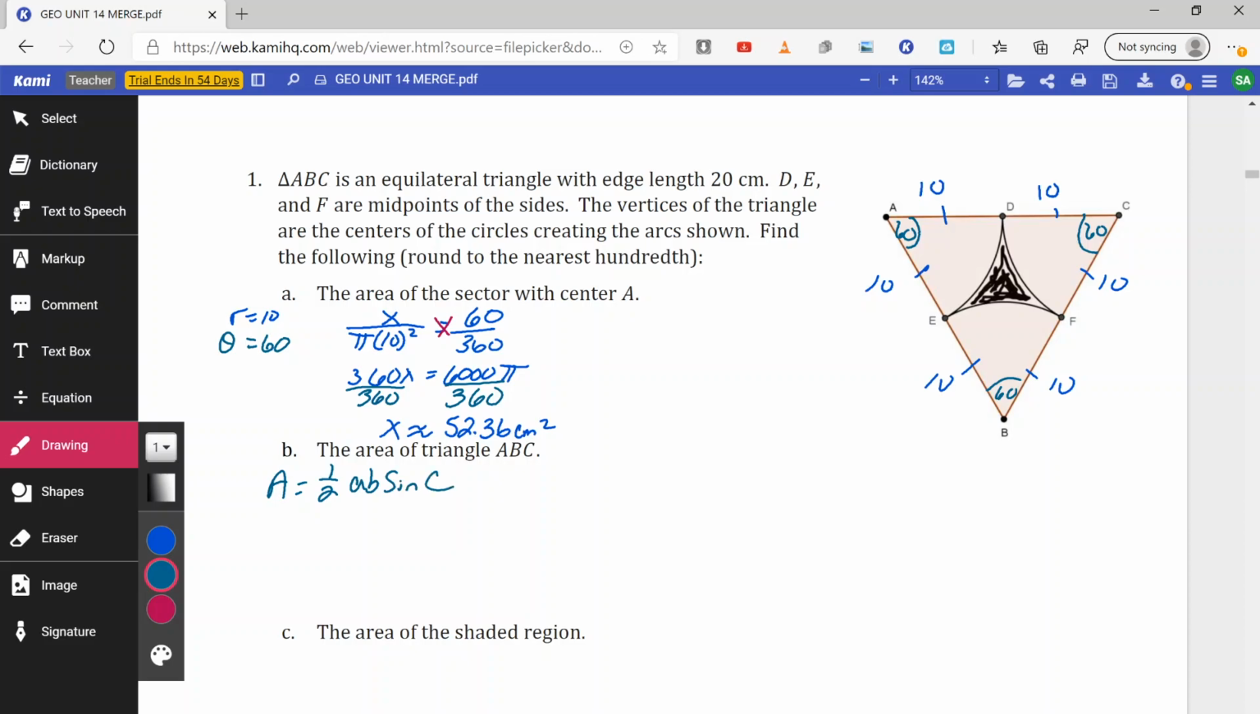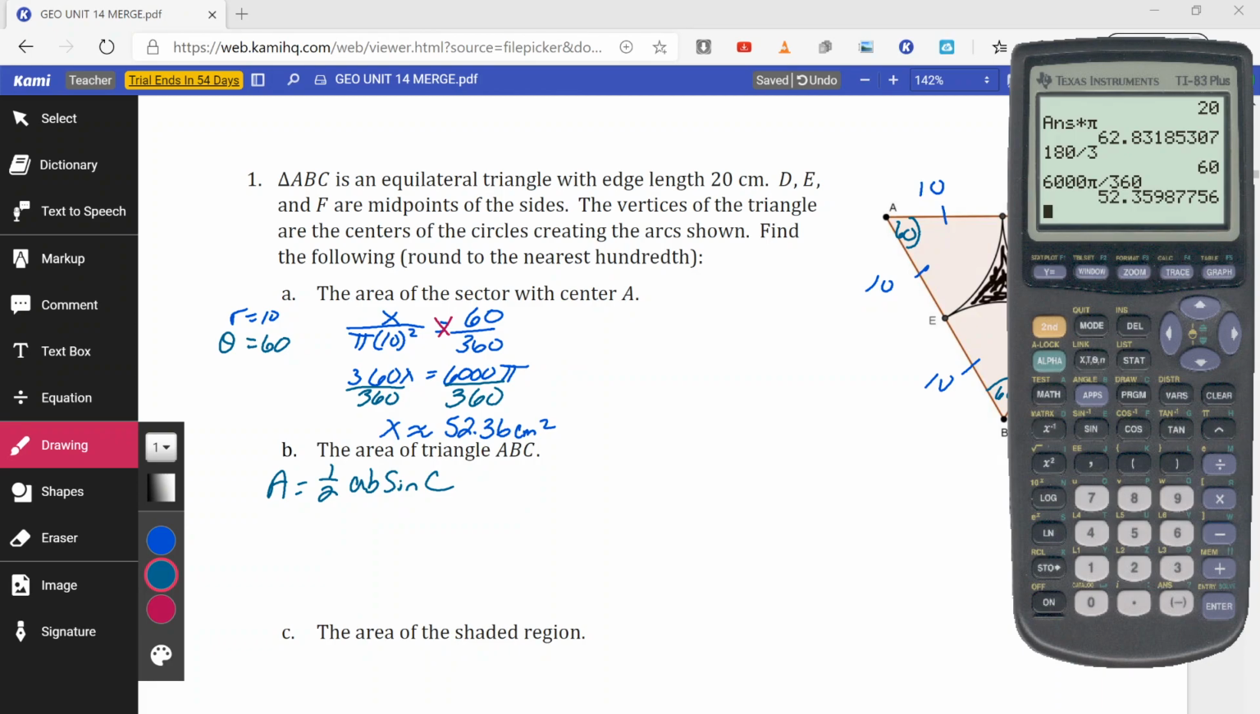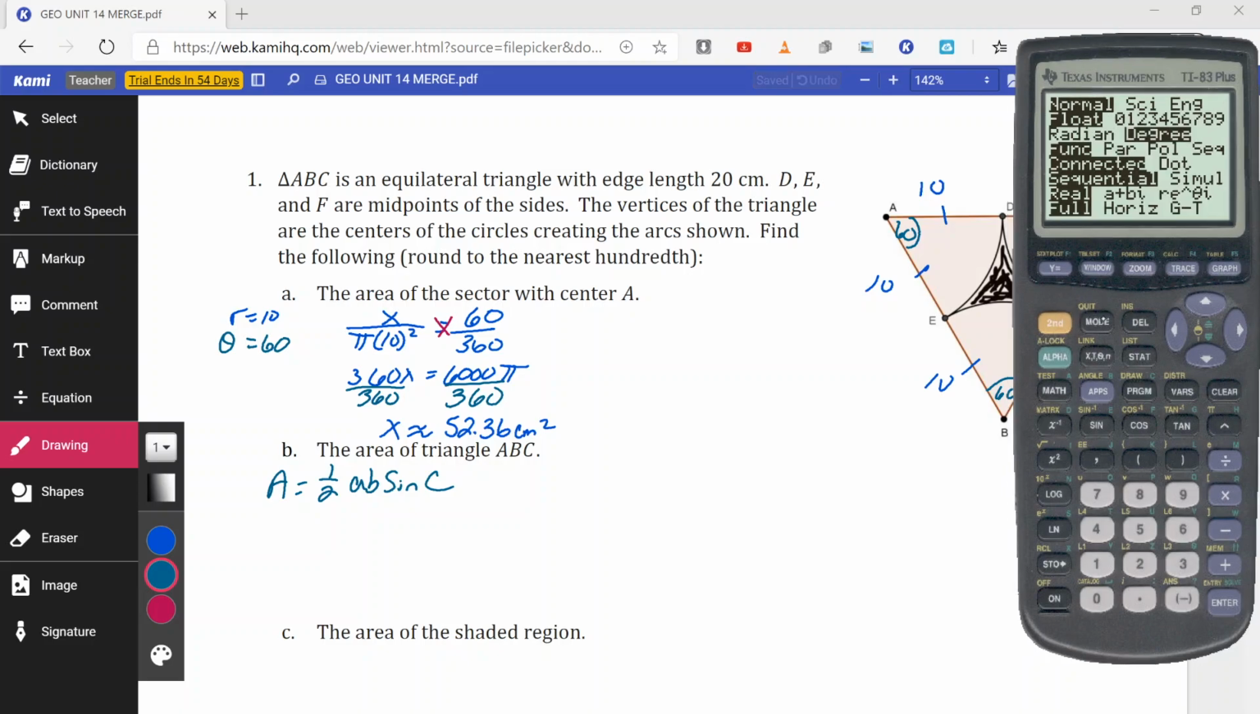So as long as I know two sides and have the angle of the third, we can figure out the area of the triangle using the trig function 1/2 ab sine C. Now the one thing when we're using trig, remember we like to be in degree mode, so as long as we check our mode, notice I'm still in radian, I'm going to change it to degree. So I'll just hit enter and quit.